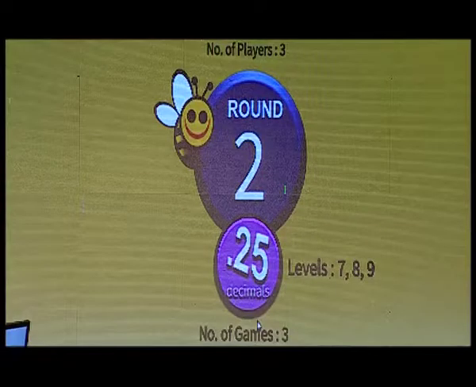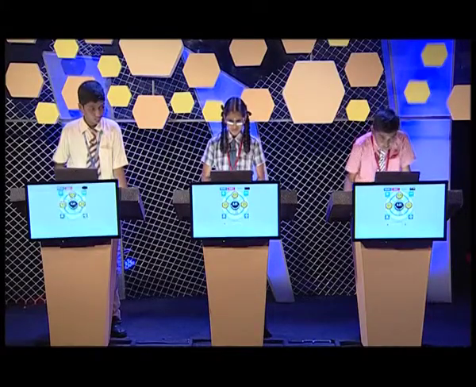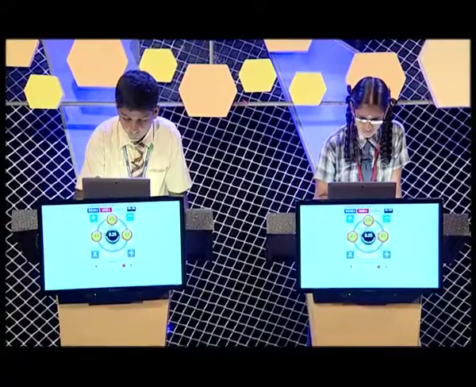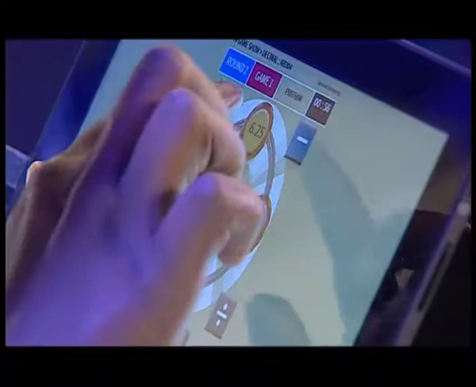Okay, let me move on to my second round. Round number 2 coming up for you guys. On your screen is decimals. Continuing here with game number 1. The desired result is 8.25. You've got 3 decimals there and 2 operators. Use them to the best of your ability.